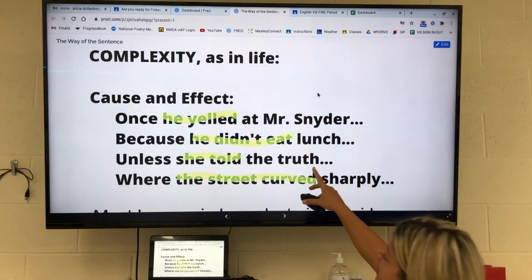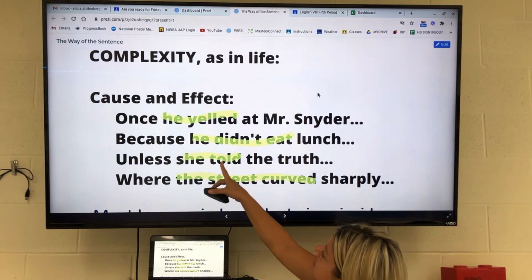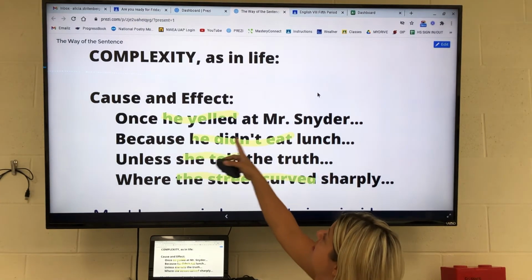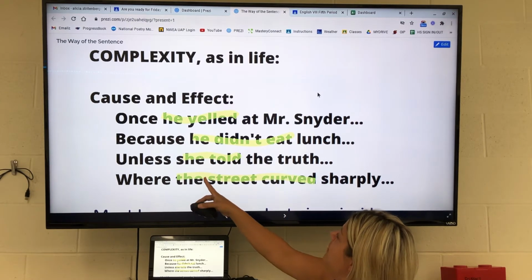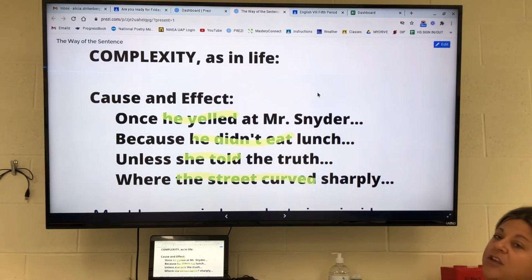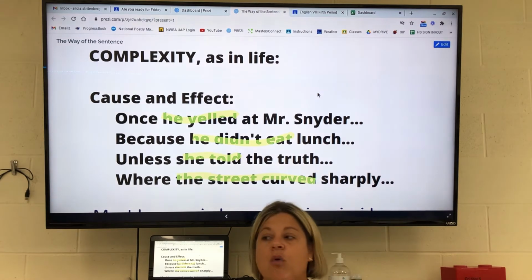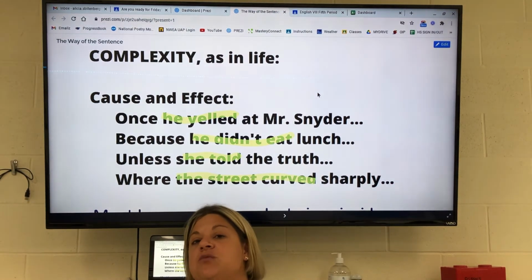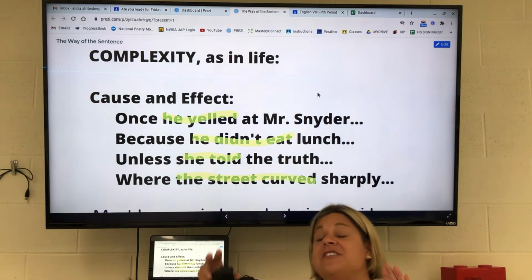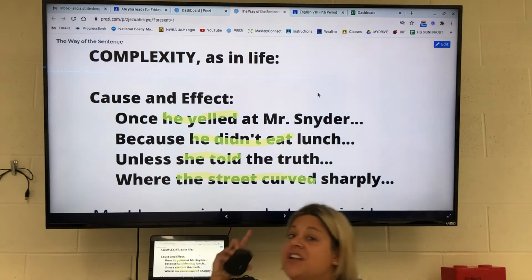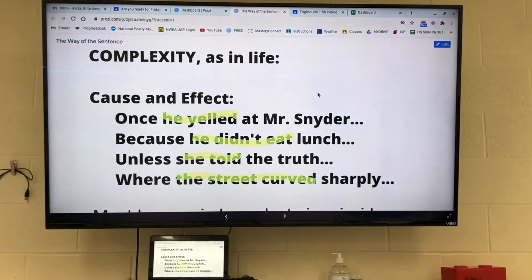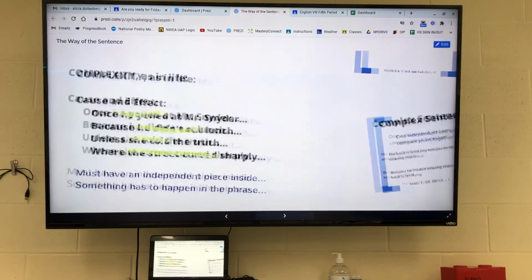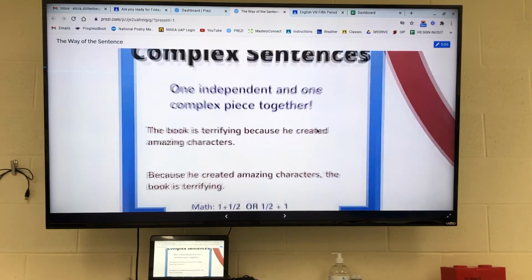However, it's not just that. It's because these are sentences. He yelled, he didn't eat, she told, the street curved. You'll only one time take a quiz in this class where you have to identify which sentence is which, just once. After that, we have to take what you write and change it into these different structures or forms. Okay, so it has to have an independent piece and something has to happen.